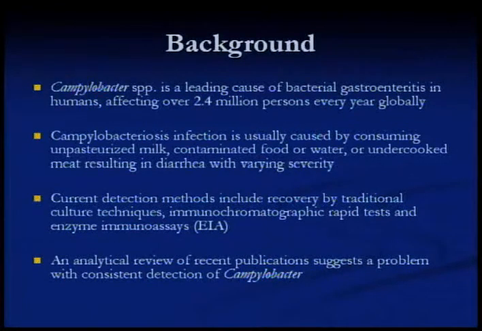There are multiple current detection methods, which include recovery by traditional culture techniques, immunochromatographic rapid tests, and enzyme immunoassays for the qualitative detection of Campylobacter-specific antigen in human stool. Campylobacter is a microaerophilic, gram-negative bacillus that grows as a flat, gray, watery colony on solid agar. An analytical review of recent publications suggests a problem with consistent detection of Campylobacter. Therefore, a comparison of antigen detection methods versus culture techniques needs to be conducted.